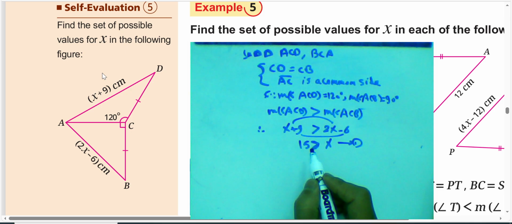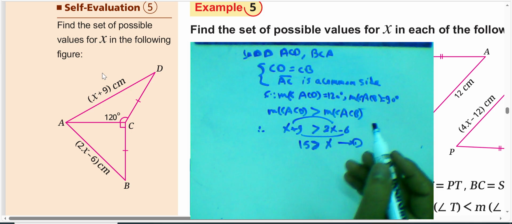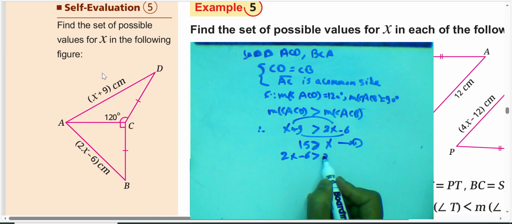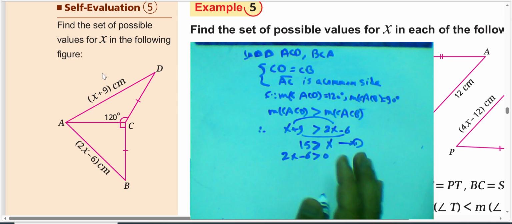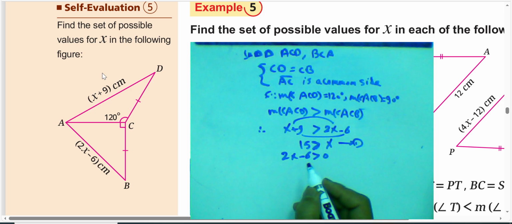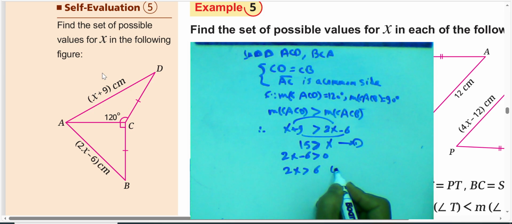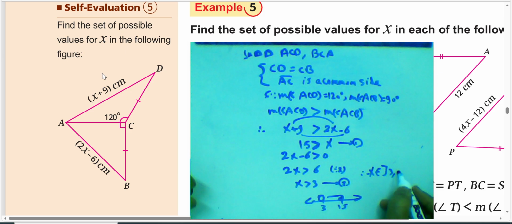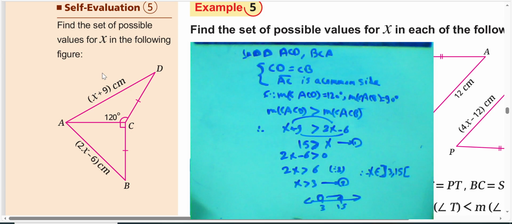And we have also x plus 9 greater than 0, x greater than negative 9. And 2x minus 6 must be greater than 0. In any triangle, the side length must be greater than 0, not negative, okay? Then 2x is greater than 6, you can divide it by 2, then x is greater than 3. Relation number 2. Then x lies between 3 and 15. Okay, then x belongs to the open interval from 3 to 15. Okay, this is the solution of this question.